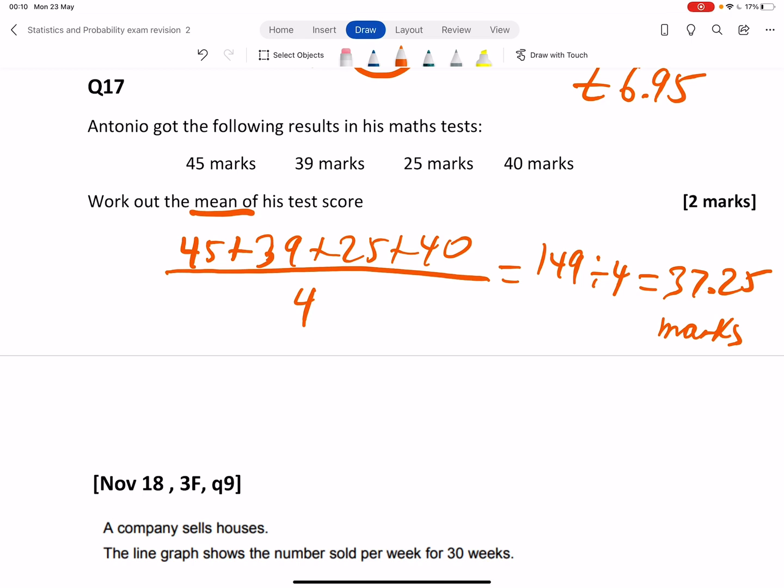So it looks like the answer is right, because it's a number somewhere between the values which are already given. So 37.25 marks. You can double check your calculation. It's very easy to make a mistake on a calculator. So the mean is when you add up, in this case, all the scores and divide by how many tests Antonio had.